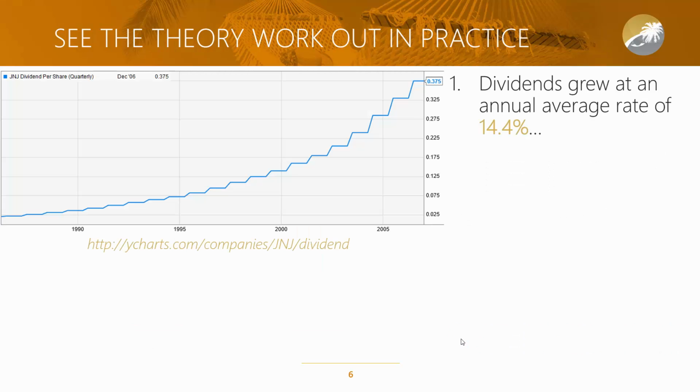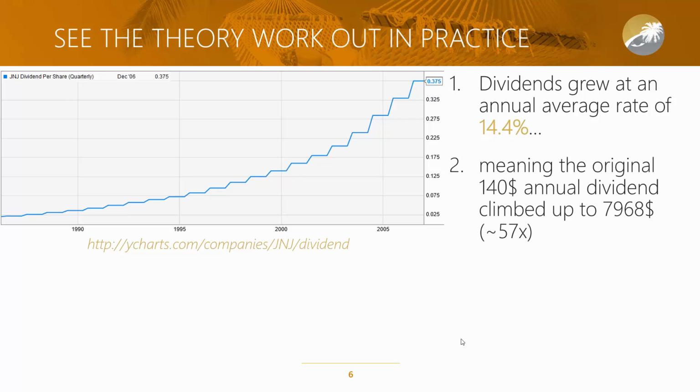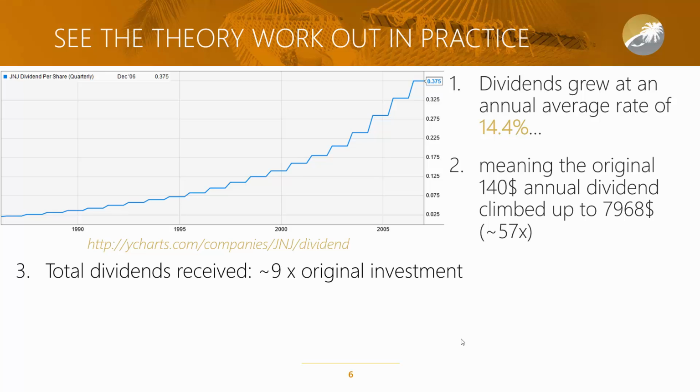Let's see why things worked out so well for you. This will highlight how the theory you've learned works in practice. Johnson & Johnson's dividends grew at an annual average rate of 14.4%, which is quite spectacular. This means that the original $140 annual dividend climbed up to nearly $8,000, which is more than a 50-fold increase. The total dividends you received amount to about 9 times your original investment.